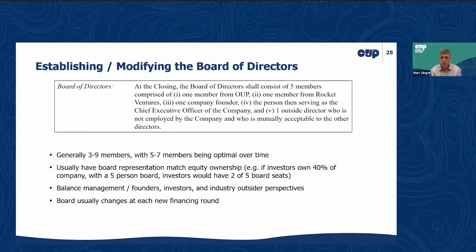So in a 5-person board, that would be 2 of 5 board members. So usually there's a rough match between equity ownership and board membership. If a founder owns 20% of a company, they would have 1 board seat. But you also, in a board, you want to be thoughtful about guiding the company.